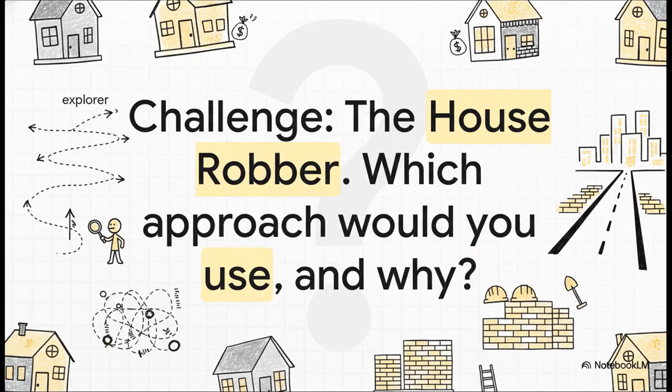And with that, I'm going to leave you with a little challenge to chew on. The house robber problem. You're a thief, you've got a street of houses, and you can't rob two right next to each other. How do you maximize your loot? Think about its structure. Would you send in the Explorer or call up the road builder?